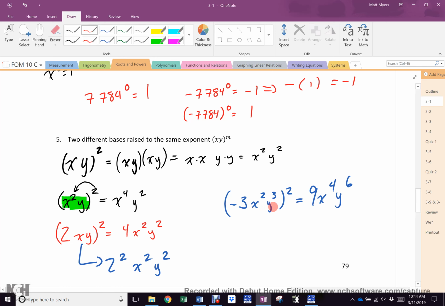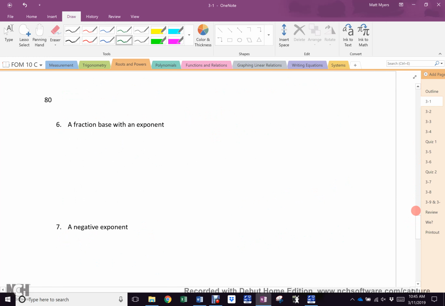All right. Now, what if this same question changed to this? Now what's the answer? Negative 9x^4y^6. Is everybody cool with this page? Now, the whole point of this is if you're doing something with law 5, you have to remember laws 1, 2, 3, and 4 still apply. Is everybody good? All right. Let's move on to number 6.